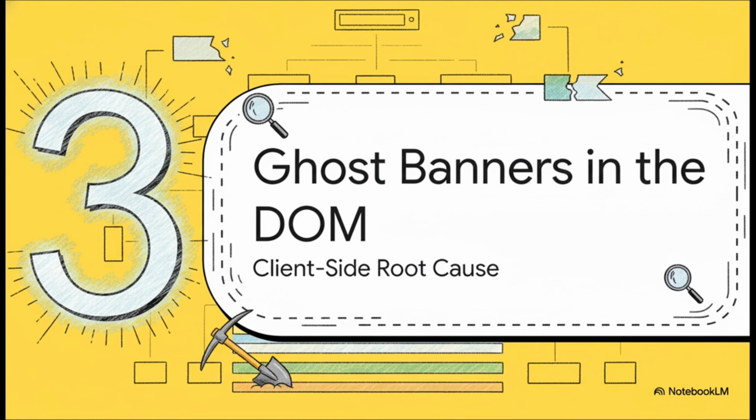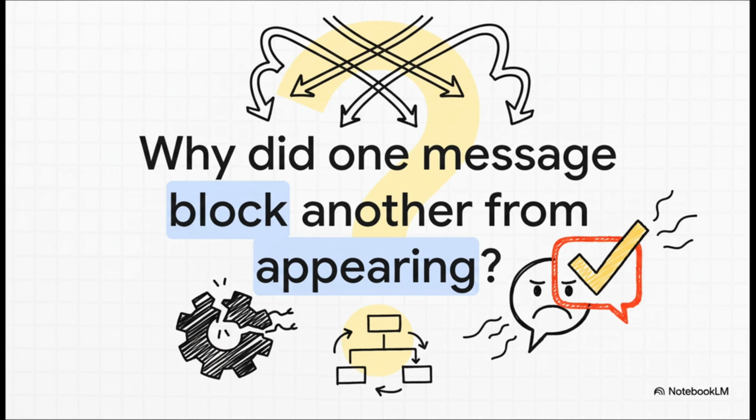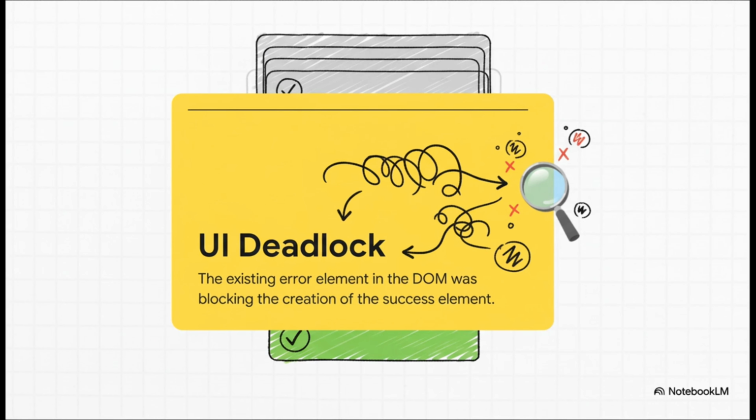Our first stop was the client side, right inside the browser's DOM, to figure out why our UI was giving users the silent treatment. So what was actually going on under the hood? I mean, why would an error message completely stop a success message from ever showing up? Well, the root cause turned out to be something we started calling ghost banners. See, every single time an error popped up, the code was creating a brand new banner element and just slapping it onto the web page.